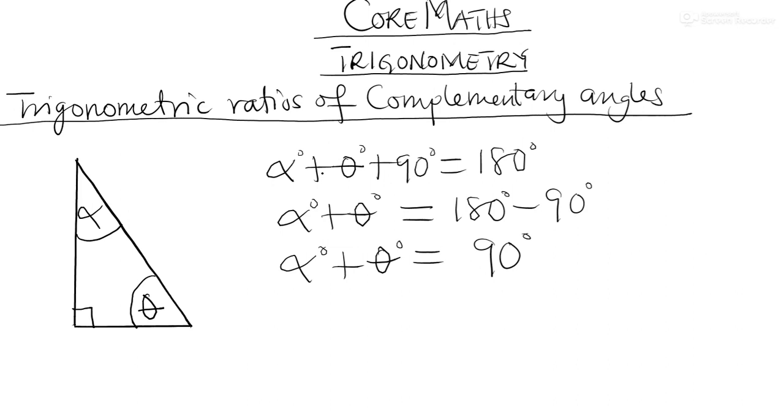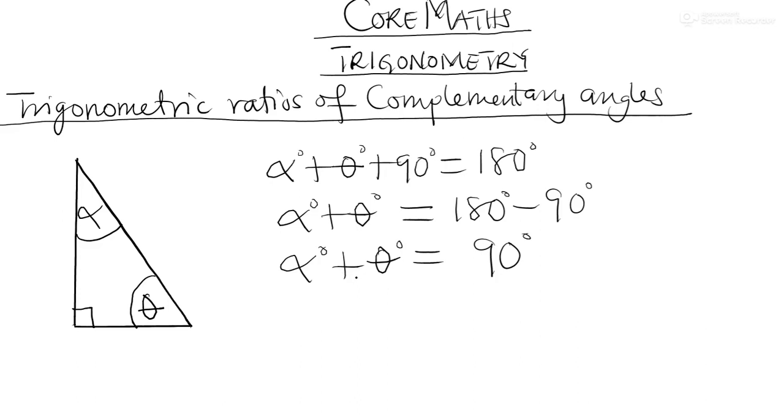So the sum of interior angles should give us 180 degrees. We did that. We grouped like terms. We simplified, and we are now having alpha plus theta equals 90 degrees. So let's look at something. What can you say about alpha and theta? They are complementary angles. Good. Why? Because they sum up to 90 degrees. So once these two angles sum up to 90 degrees, they are complementary angles.